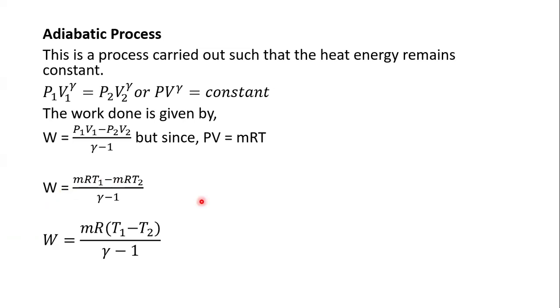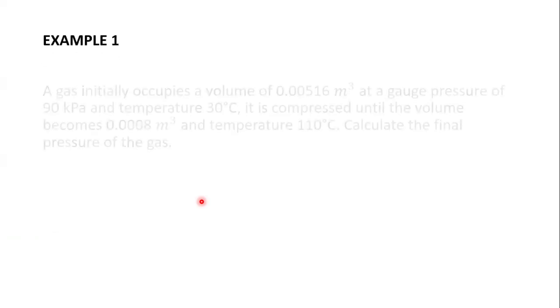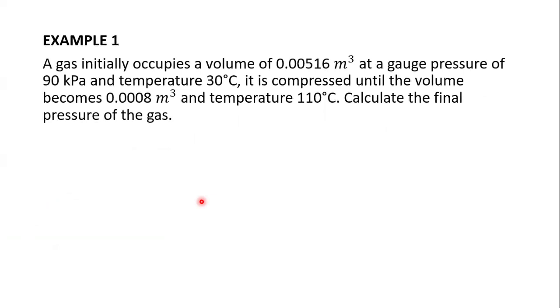Now, having said this, let's look at an example that will apply what we've just discussed. Here's our first example. We've been given a gas occupying 0.001513 cubic meters at a gauge pressure of 90 kilopascals and a temperature of 30 degrees Celsius, and a volume of 0.008 cubic meters after the compression, with the temperature also rising to 110 degrees Celsius.